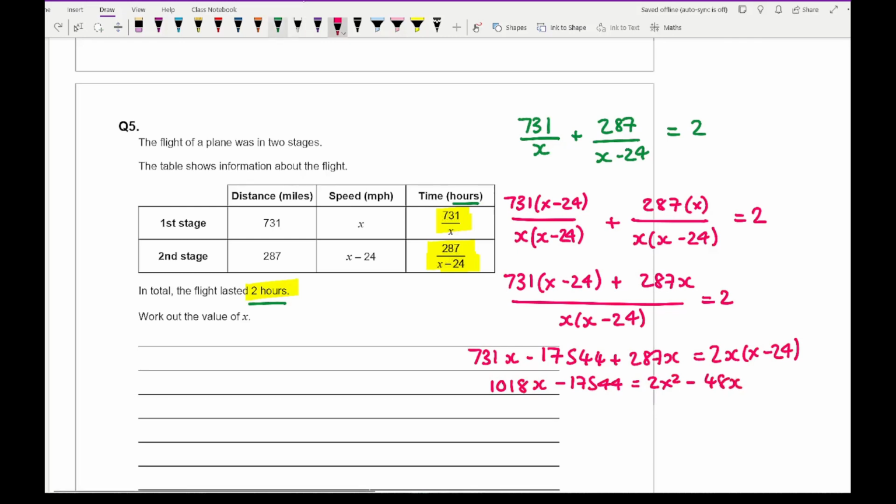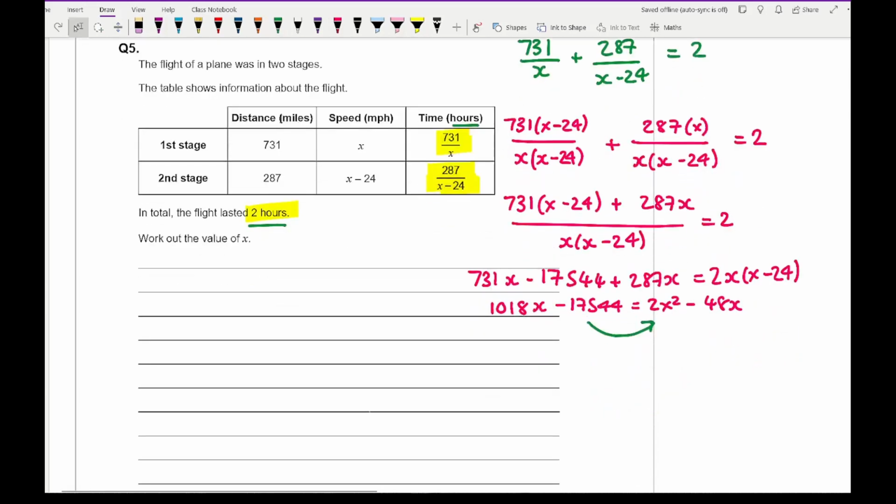Now you can see that this is slowly starting to look like a quadratic, and we want to try and keep x squared positive and make it equal to 0. So if I take all that left hand side over to the other side, I end up with 2x squared minus 1066x plus 17544 equals 0. At this stage we then want to solve this quadratic equation.